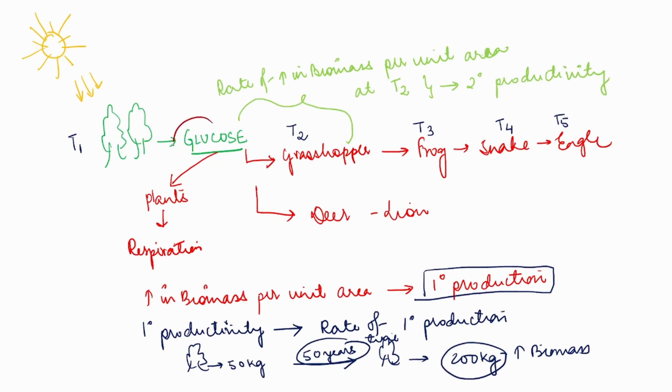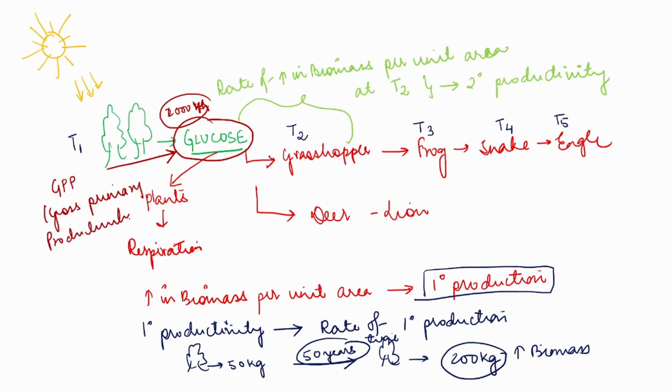Here the plant is producing glucose. Suppose the plant is producing, say, 2000 kg of glucose. So this is the entire amount produced by plants. We call it GPP, that means gross primary productivity. Clear? Gross primary productivity.